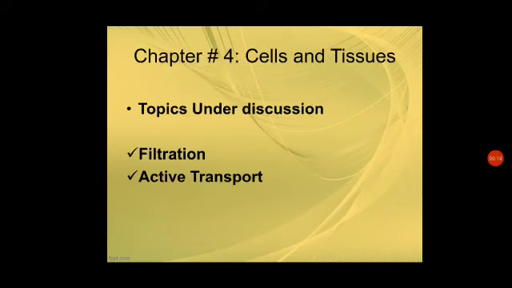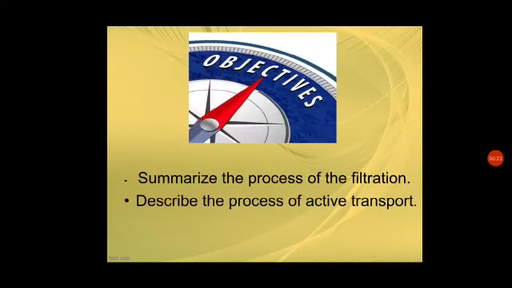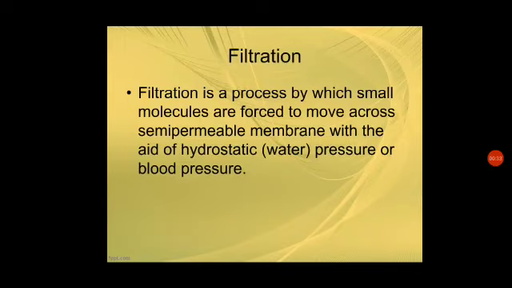We have started chapter number 4, which is about cells and tissues, and today's topic is filtration and active transport. Here are some objectives: to summarize the process of filtration and to describe the process of active transport. First of all, we will discuss the process of filtration.